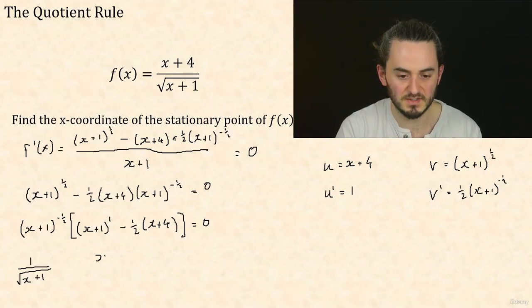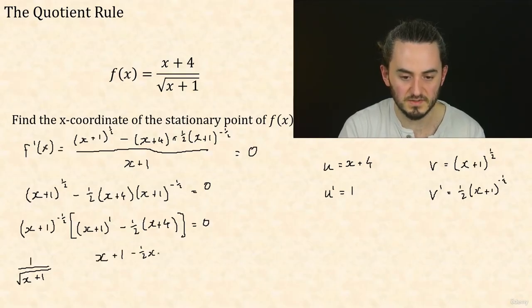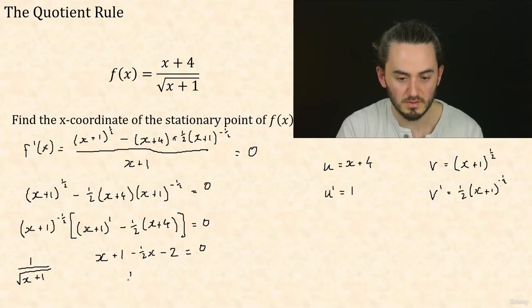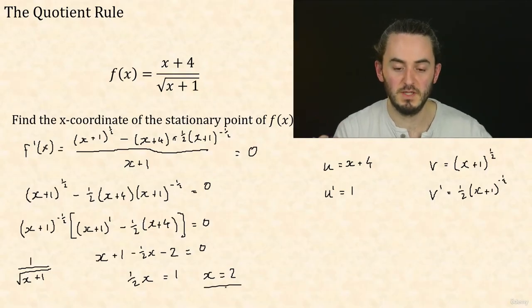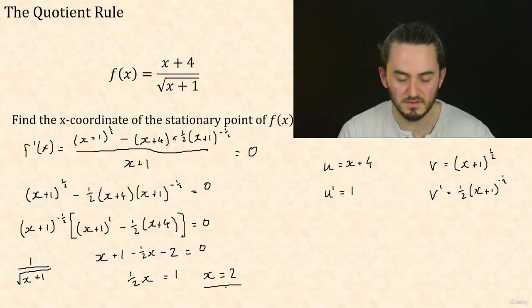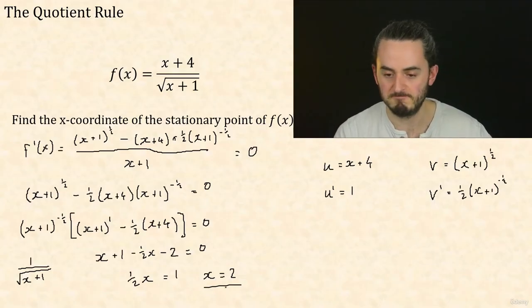And if I expand this, I've got x + 1 - 1/2 x - 2 = 0. So 1/2 x, well, 1 minus 2 is minus 1, so that equals 1. And that means that x is 2. So there we go. The x coordinate of the stationary point is 2. And we could very easily sub that in to find the y coordinate if we had asked for it.